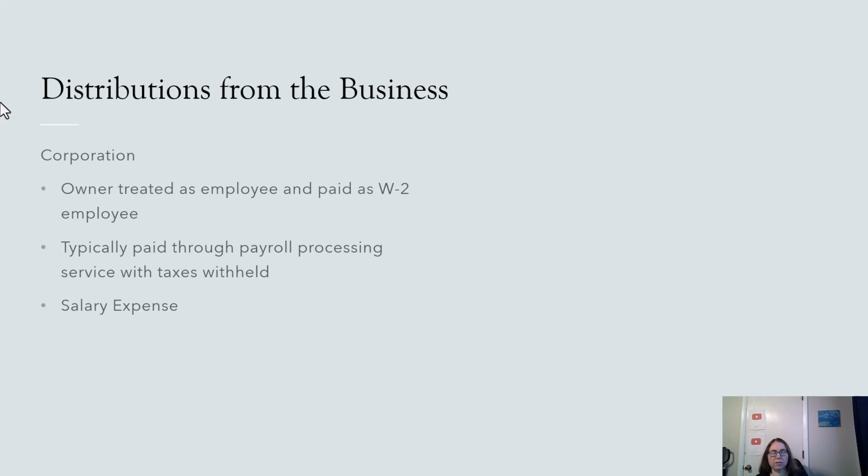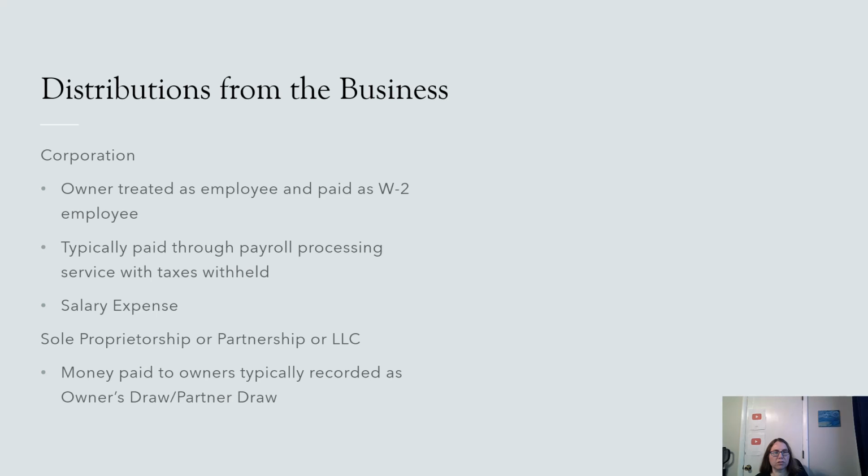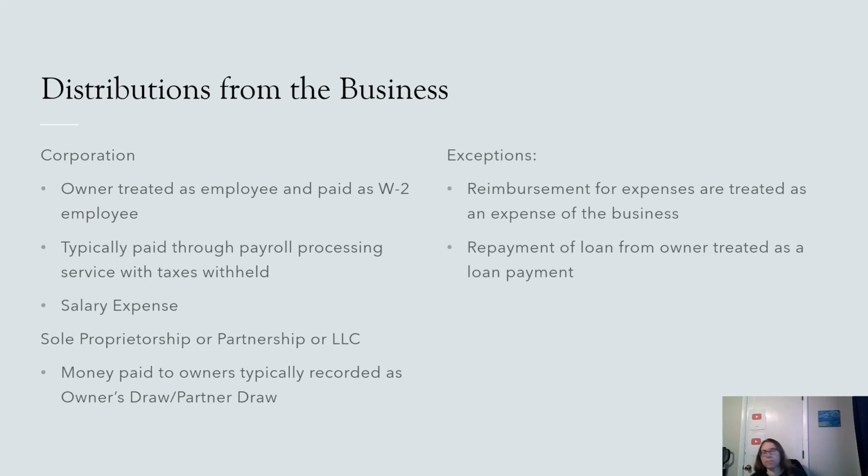Now, there are situations where you have an S corporation. You might pay yourself as a W-2 employee and take distributions. That's going to be a little bit different, a little more complicated, but the parts that you pay yourself as salary would probably be the W-2 situation. And then if you're a sole proprietorship, partnership, or LLC, then money paid to owners would be recorded as owner's draw, partner draw.